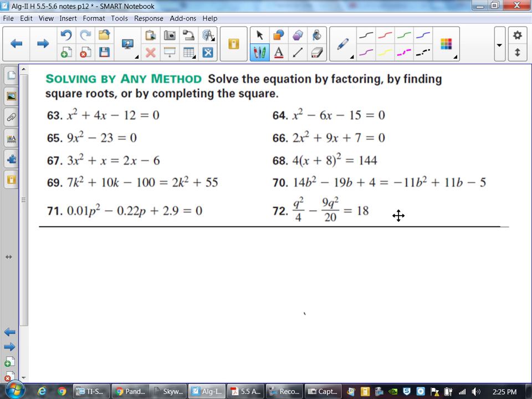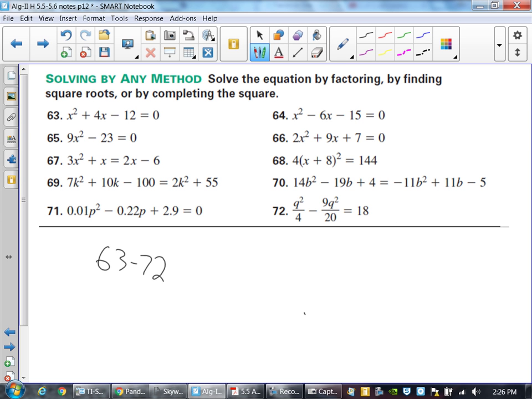You can, but sometimes, like for number 66, I wouldn't, because I'd have to divide out by my a value and then work with the fraction. So on 66, I'd probably use the quadratic formula. Probably be quicker. We might also be able to factor it. I want you guys to do 63 to 72 on these.